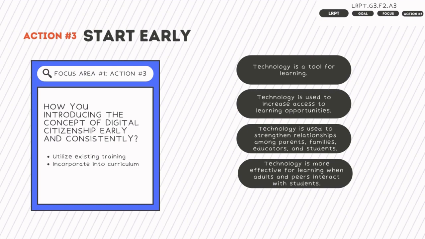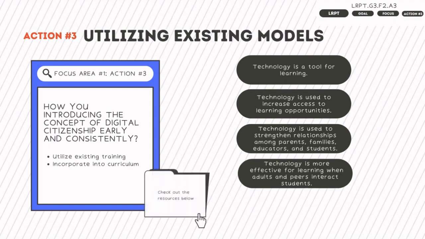Technology is a tool for learning. Technology is used to increase access to learning opportunities. Technology is used to strengthen relationships among parents, families, educators, and students. Technology is more effective for learning when adults and peers interact with students. Use the resources below for expanded thinking on this topic.